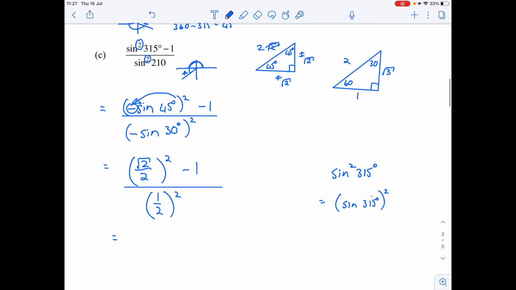Then in the next step, there's no harm in just using your calculator here, but I'm going to do so. You square the top, square the bottom, so that's just going to be 2 over 4 minus 1 all over 1/4. Now there's absolutely no need to show the working in the next step, so your final answer is going to be minus 2. And I'm just doing that all on my Casio.